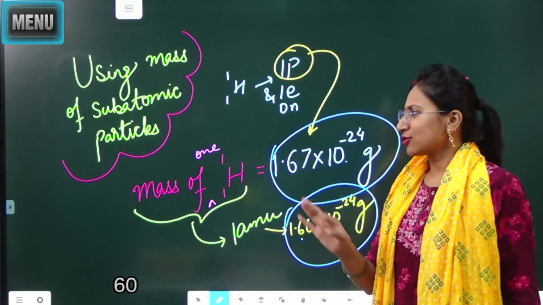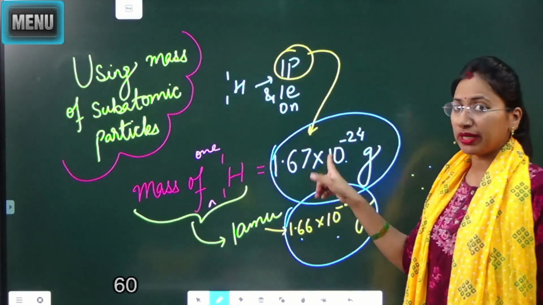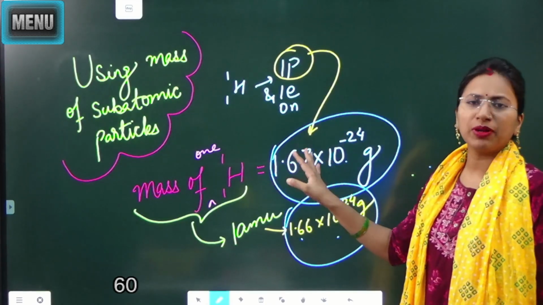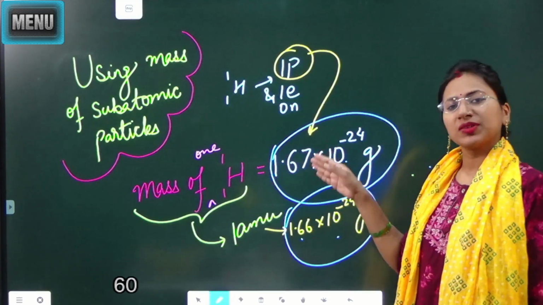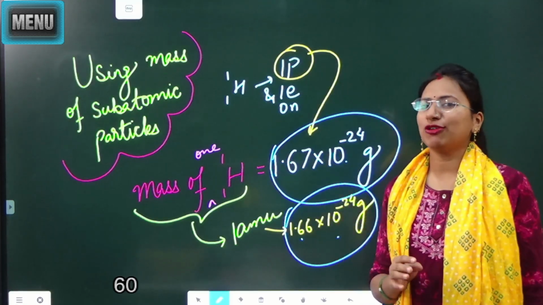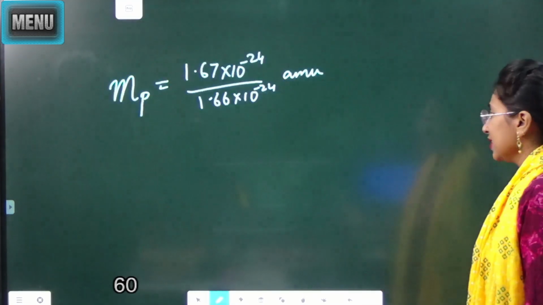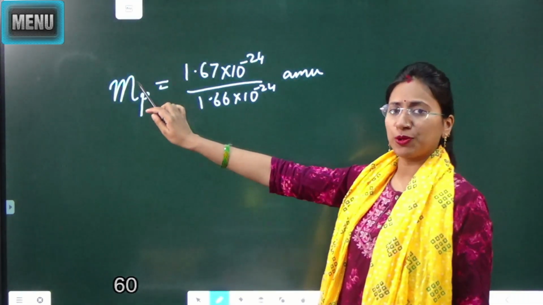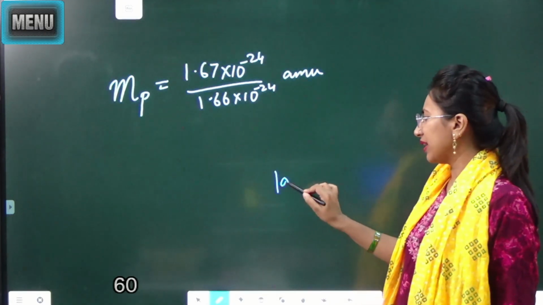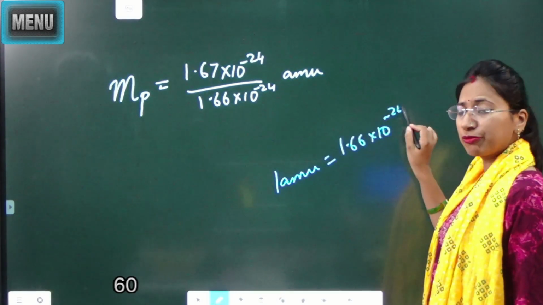So let us first discuss about mass of proton in terms of gram. We know it is 1.67, and the next digit, if you approximate it, will come out to be 1.673 into 10 power minus 24 grams. Now let us check the value of mass of proton in terms of AMU. If we calculate mass of proton in terms of AMU, we can write 1 AMU is equal to 1.66 into 10 power minus 24 gram.